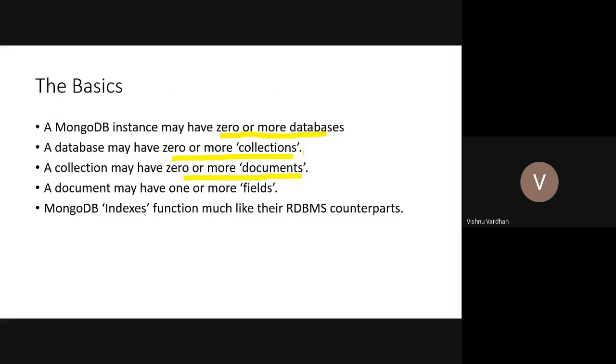Collection is nothing but the table. Okay, so the table may or may not have any documents, zero documents or more. Similarly, the document is containing 1 or 0 fields. Okay, it can completely be given in this JSON format also. So still it is a document, but it does not have any fields associated with that document.